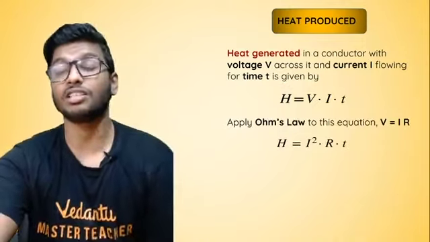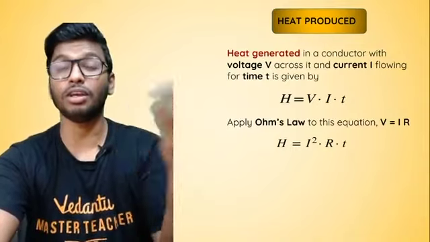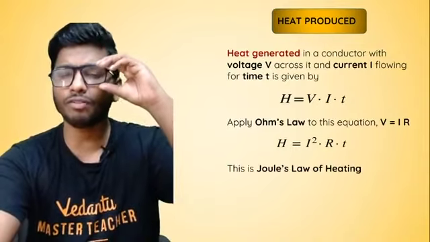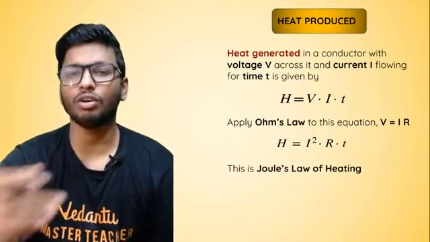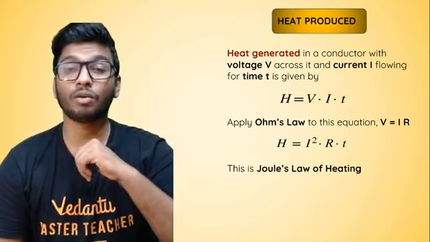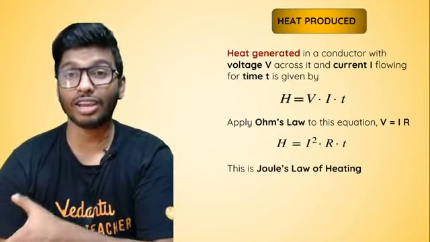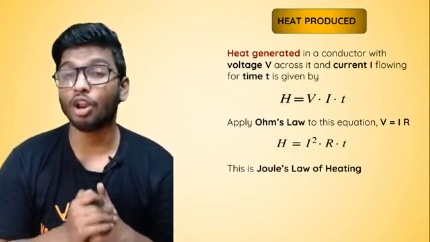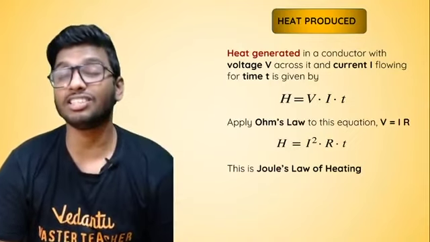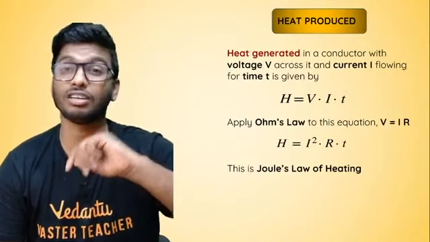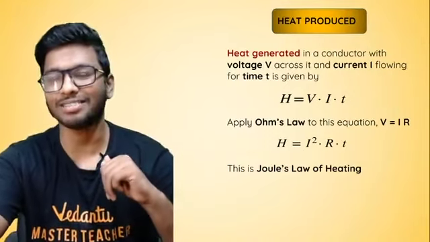So by using this formula, you can get the heat generated inside a particular circuit. The unit of this you have to write in terms of joules. So this is called the Joule's Law of Heating, where H, or heat generated, is equal to the square of the current into the resistance offered by the circuit into the time taken. As simple as that.